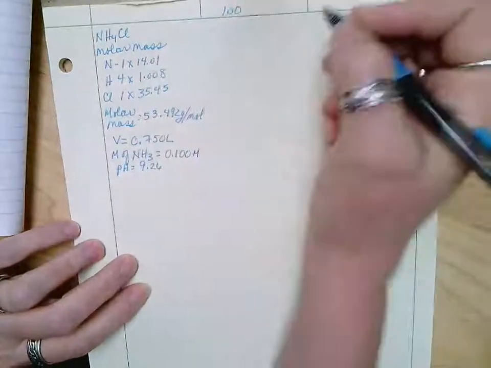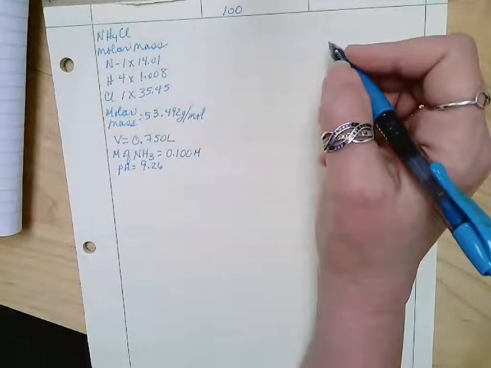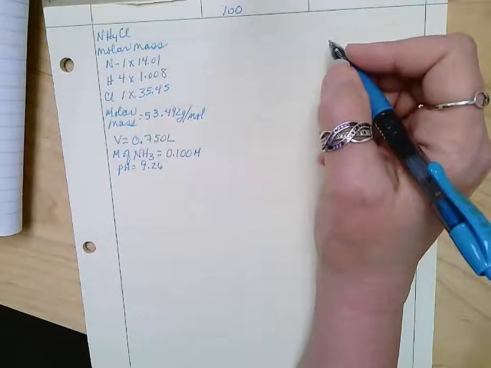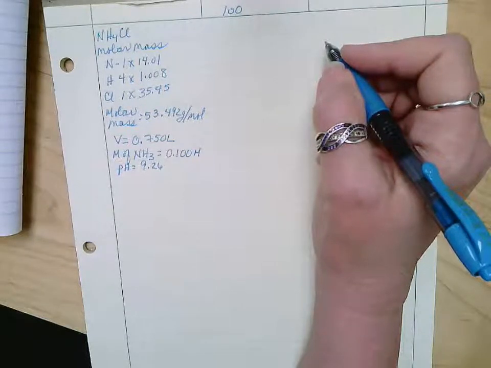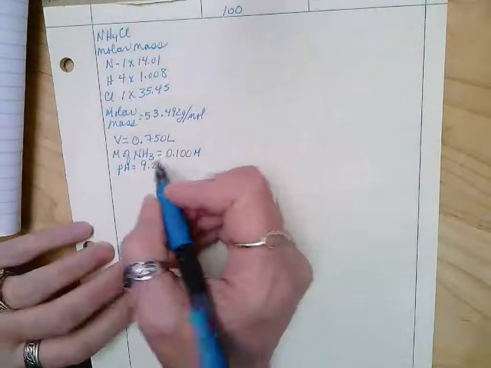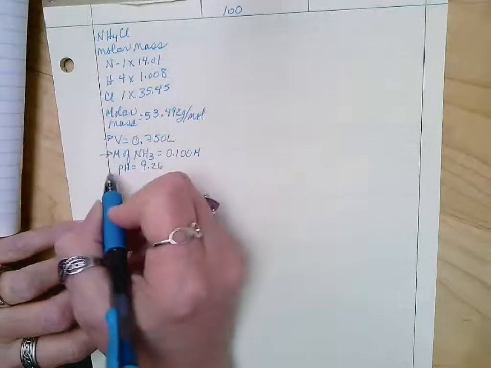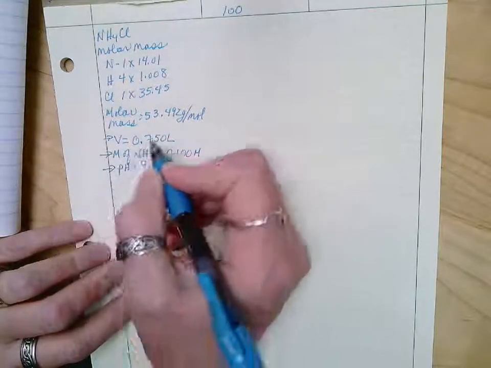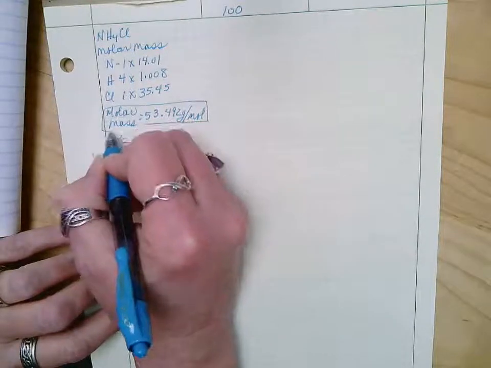Okay, so now I'm going to be working question number 100, still from worksheet 10.7. It says, what mass of ammonium chloride must be added to 0.750 liters of a 0.100 molar solution of ammonia to give a buffer with a pH of 9.26? And so I've just written out some data here. The problem gave me the volume, gave me the molarity, and it gave me the pH. And I just went ahead and calculated the molar mass of ammonium chloride because I'm going to need that in a minute.